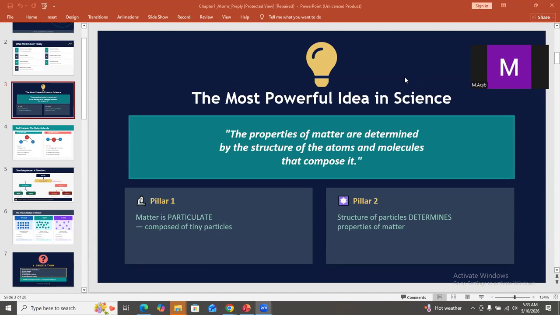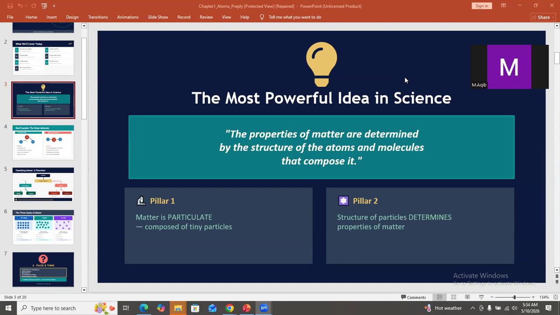So let's start from something you already know. We'll start from what matter is. Anything that we can see, feel, and touch, that is matter, basically, in layman's terminology. And matter is made up of smaller units that are called atoms. The most basic unit of matter is the atom.